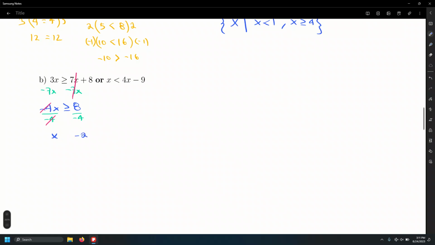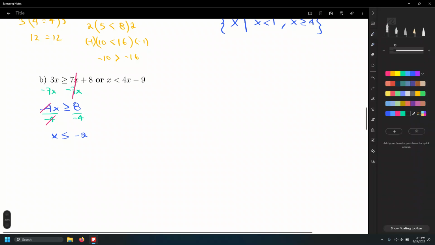But in this case, since we are dividing both sides of the inequality by a negative number, we need to reverse the direction of the inequality. We keep the equal sign still. That doesn't change. That doesn't become greater than. No, it's just the opposite direction. And that's going to be what we will call our first set A. Let's call this set A. That will be plotted on the number line and shaded.